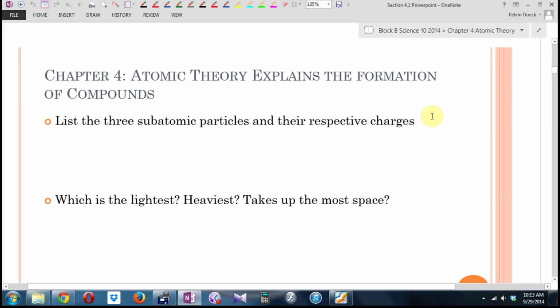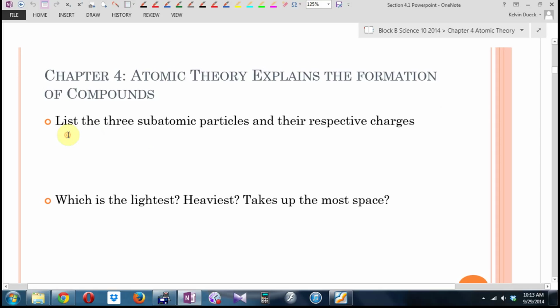So, now we begin. I wrote down here, now this is in theory review from Science 9, list the 3 subatomic particles and their respective charges. So when you zoom in on the atom, we learned last year that there are 3 what we called subatomic, smaller than the atom, particles. Who remembers what they are? Proton, neutron, and electron.